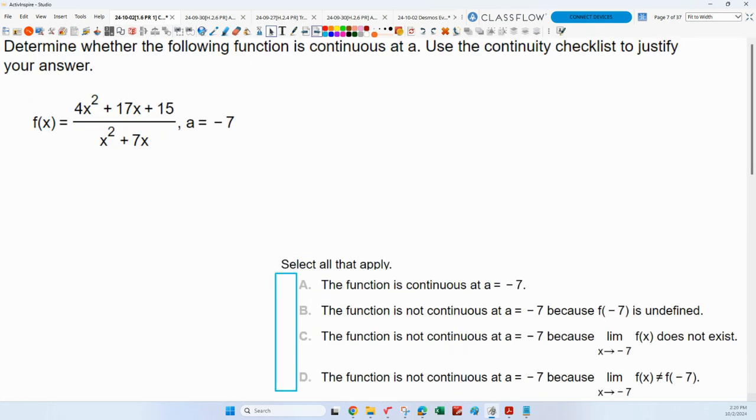Okay. So you think, huh? Let's try that one. So a is -7. Determine whether the function is continuous at a. Use the continuity checklist to justify your answer.